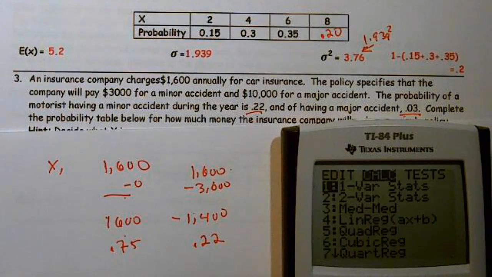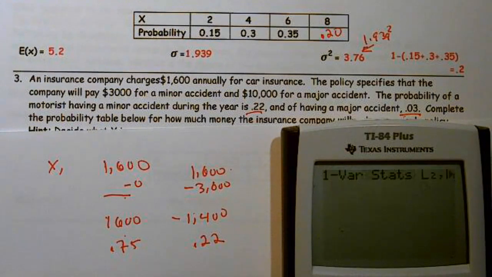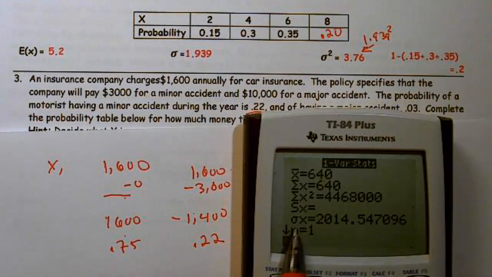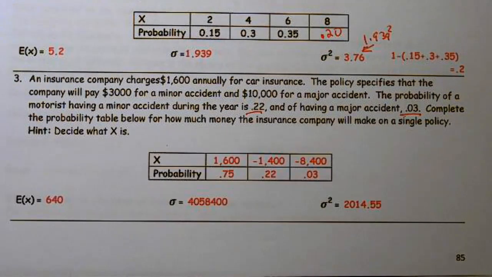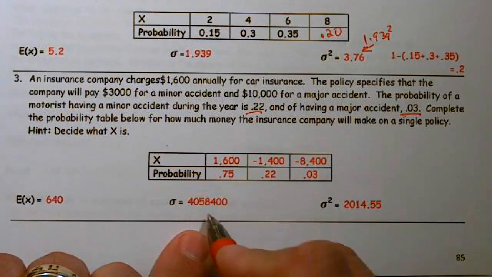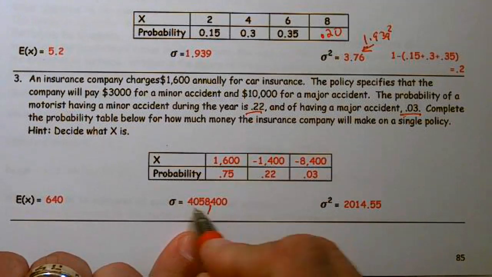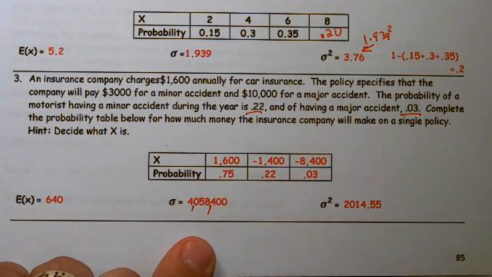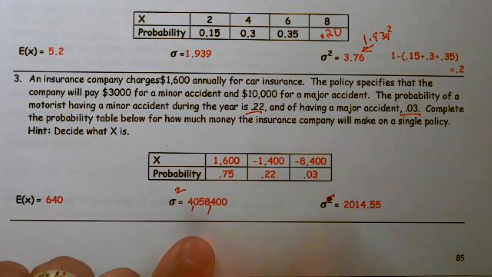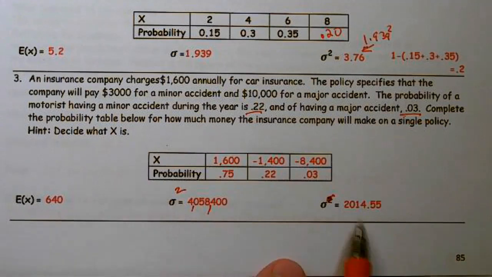So stat calc, one variable statistics, L2, L3, and we find out that on average we expect to make $640, and we have a standard deviation of $2,014.55. If I square that, I get this huge number. All right. These are swapped. This should have been the variance. Okay, those happen to be swapped. All right. So our standard deviation is 2014.55, and our variance is this.